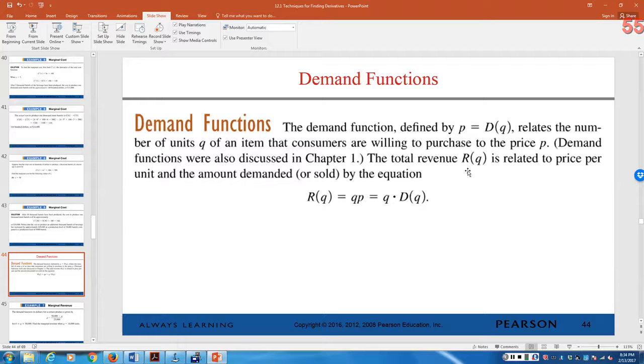Demand functions also lead into revenue functions. The total revenue for the company from selling those Q units is related to the price also. And revenue is the quantity produced times the price for each unit. Okay? And since P is dependent upon, or determines, the demand, then it's Q times D of Q. Quantity times what price you can have at that quantity.